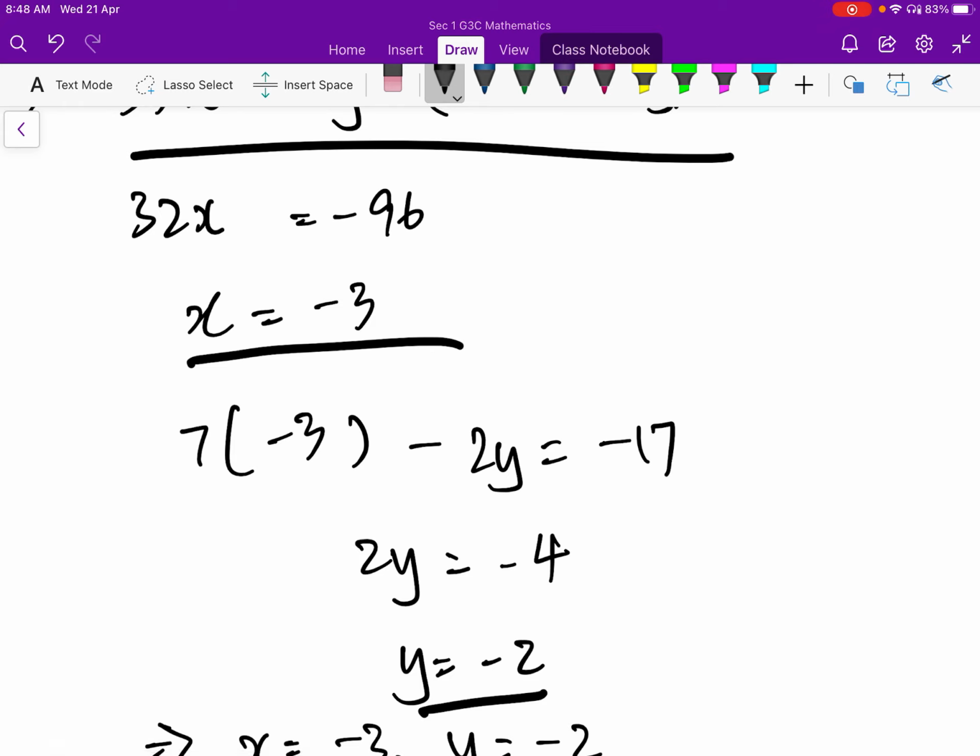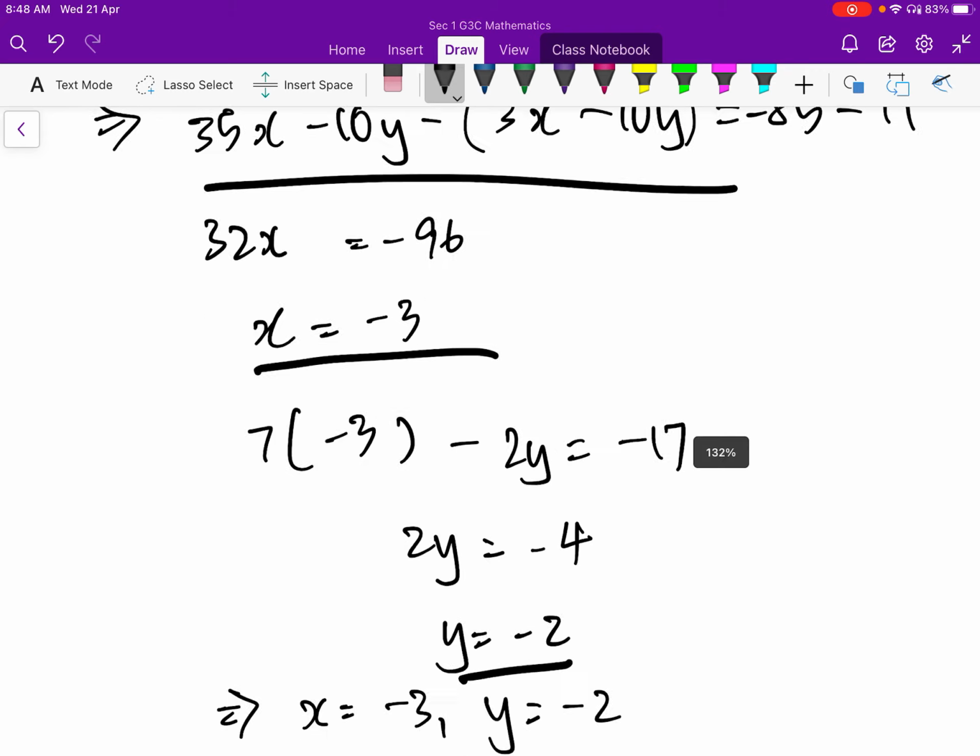Definitely, you need to know how to do this. It will be tested. Either elimination or substitution, maybe both. Maybe they'll specify. So you need to be familiar with both of them.